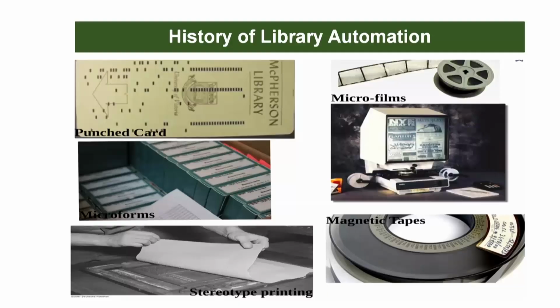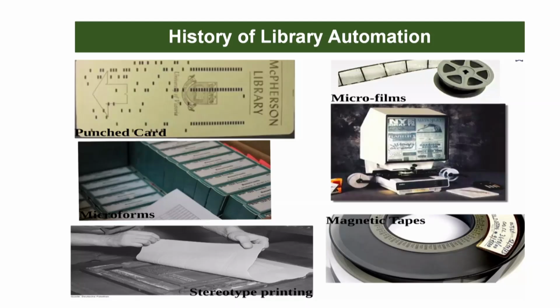And further you can see the historical developments of punched card, magnetic tapes, microfilms, microfiche, magnetic tapes, and stereotype printing. So all these were developed during a particular year, and as the years went on and the advent of technologies evolved, along with that the computerization, mechanization or automation also developed.